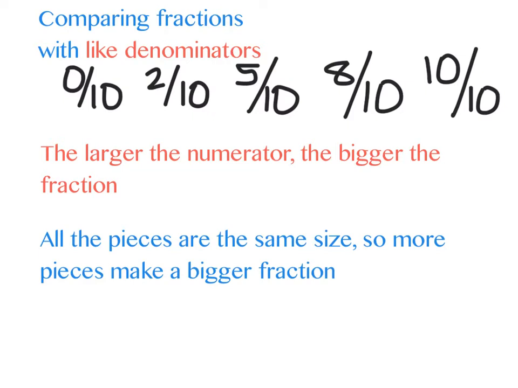So usually when we have fractions that we're comparing and they have all the same denominator, the only thing we need to look at is the numerator, and we can basically put those in number order if we were going to list them from smallest to largest, like I did here, because my 0 is the smallest numerator, so that would be the smallest fraction, and my 10 is the largest numerator, so that would be my largest fraction.